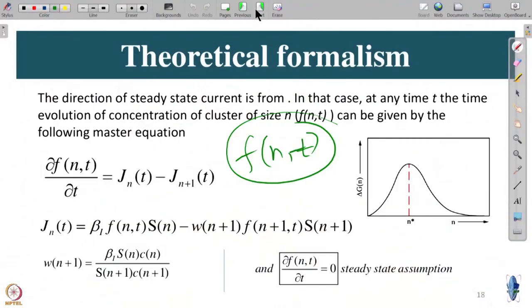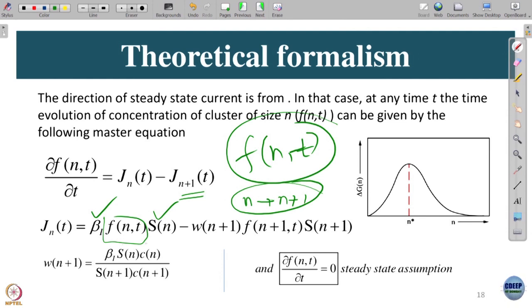So then J n minus J n minus, that is the way this is changing. J n t I already wrote, that is my impingement, the time dependent probability, surface, minus, now this is very interesting. This n plus 1 becoming n also. So this J n t is going from n to n plus 1, but on the other hand, n plus 1 is becoming n by evaporating.